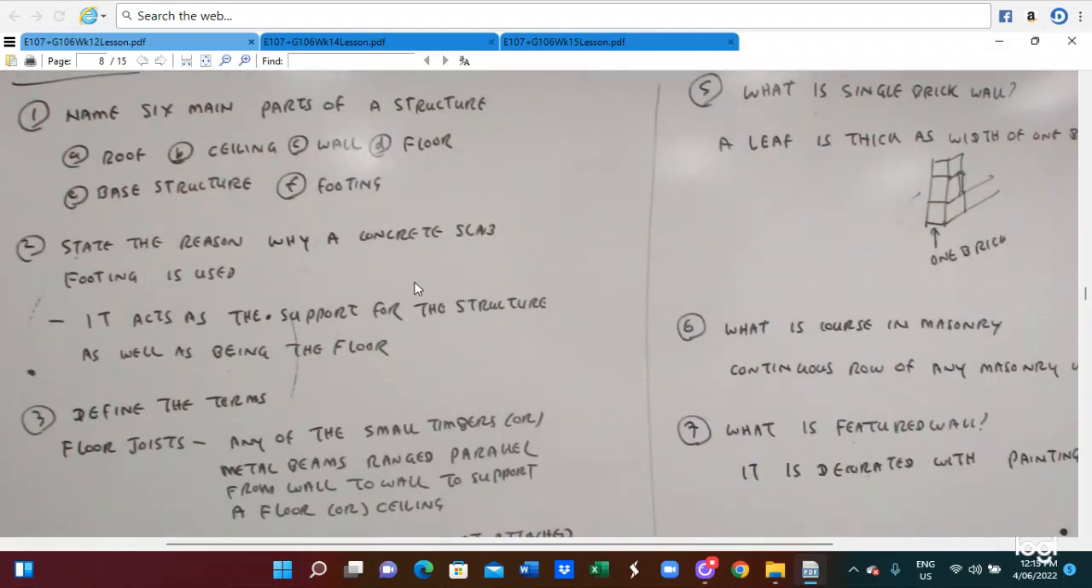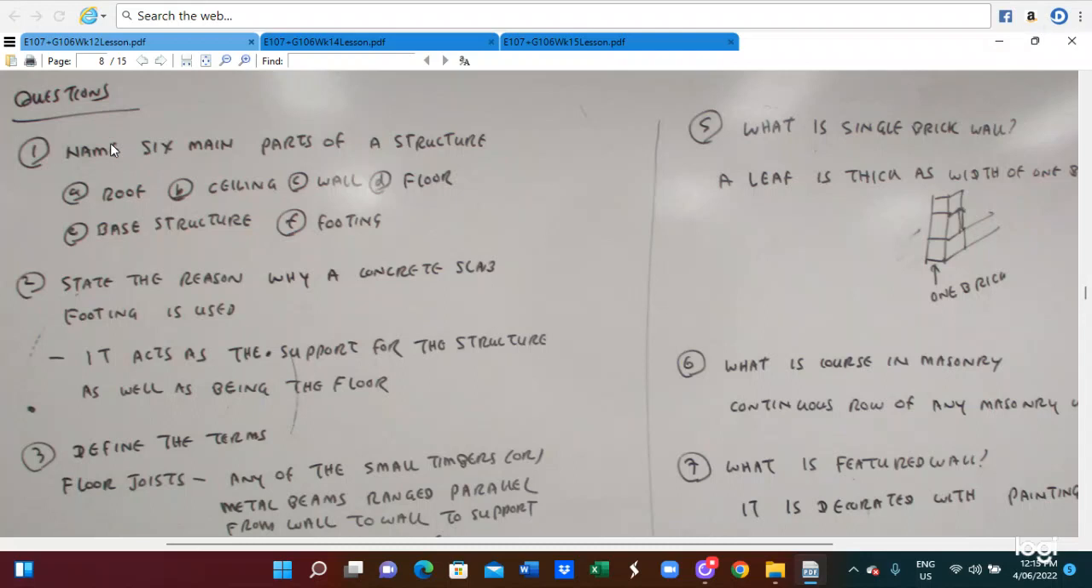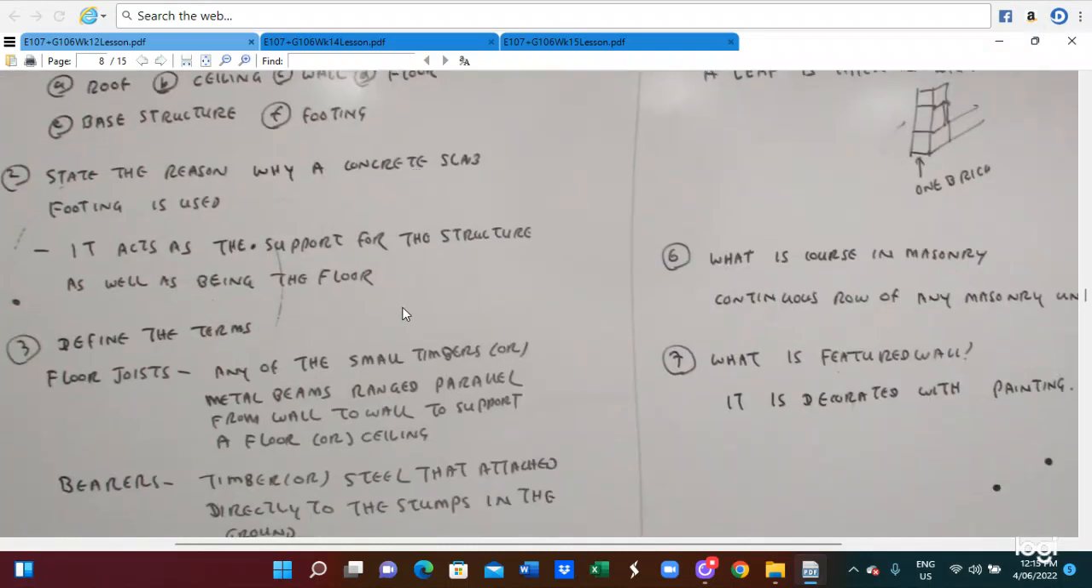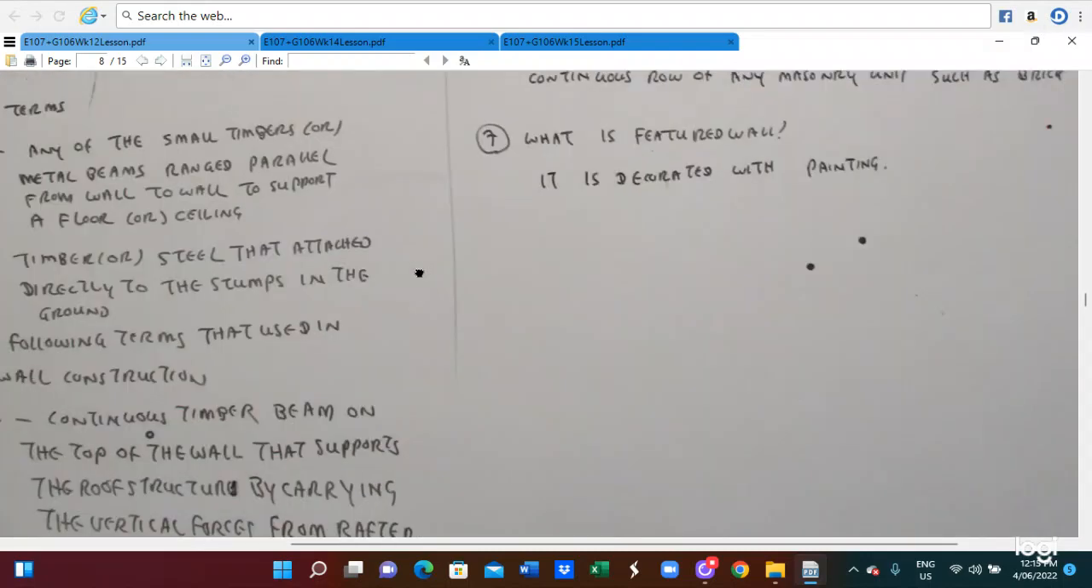So there are the question and answer. You do the question and answer, then the six main parts of the structure. So those questions you have to answer. This is a question.